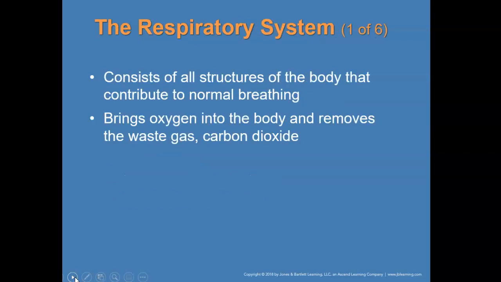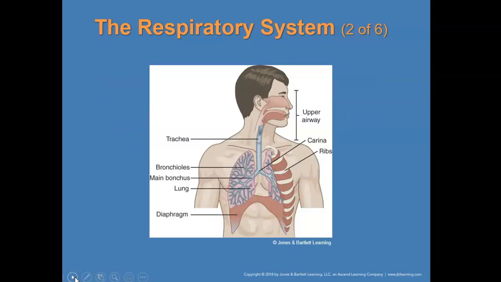To review those again. The respiratory system, we'll start there, consists of all structures of the body that contribute to breathing. It brings oxygen into the body and removes the waste gas, carbon dioxide. The respiratory system is made up of the upper respiratory, which is your mouth and nose. Then the trachea is your windpipe. You have the lungs. Your diaphragm is your muscle for breathing. You have your main bronchus and then your bronchioles, the ribs, and the carina, which is the junction where the main bronchus splits into two.